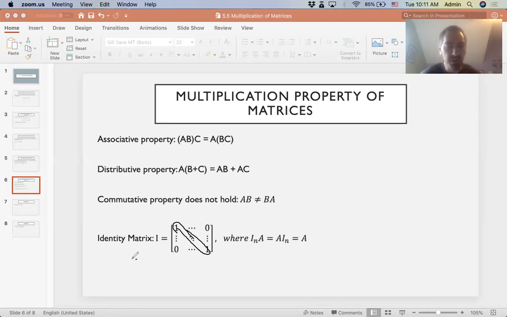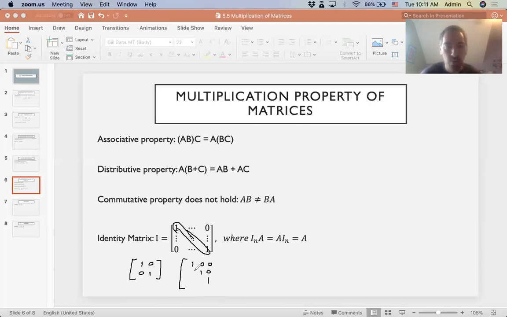To be more specific, if we were talking about a 2 by 2 matrix, the identity matrix would be 1, 0, 0, 1. A 3 by 3 identity matrix, right, would consist of a diagonal of all ones, everything else zeros. That's the identity matrix.